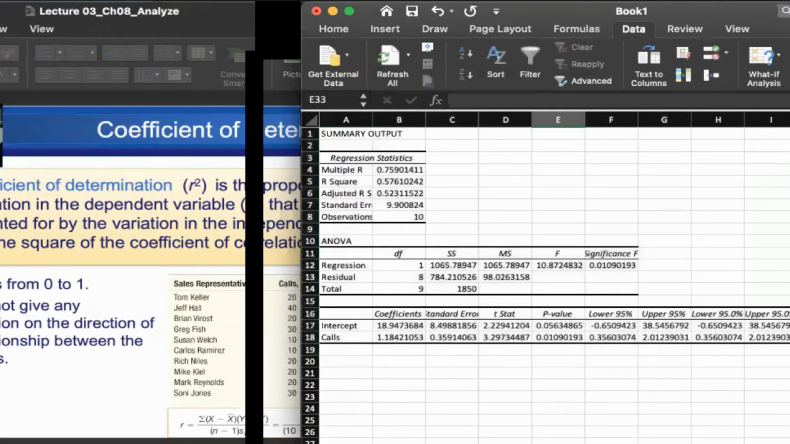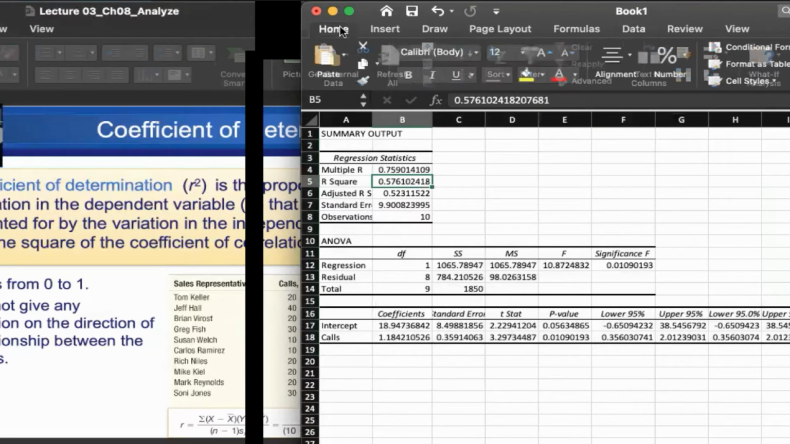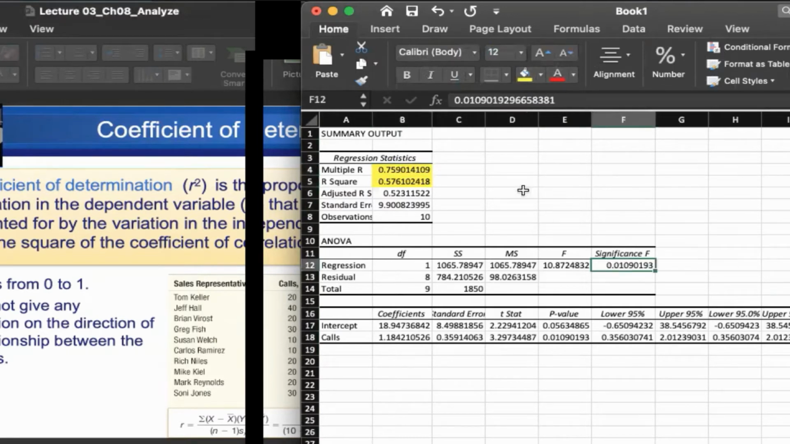Then now I have the Excel result. I'm interested in this R square, and the correlation is also given here, along with the p-value and coefficients. So first of all, R square is 0.576. Again, 57.6% of the variance of sales is explained by the number of calls that you are making, which is really high. So we see that calls are very important in sales in this case.